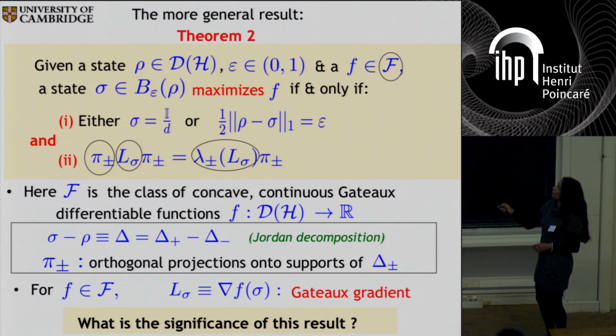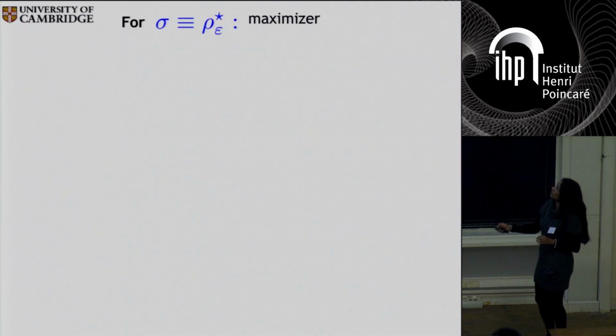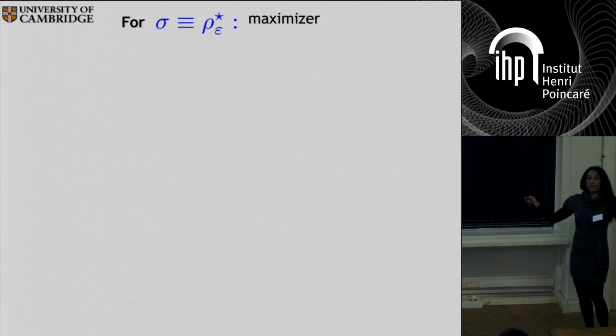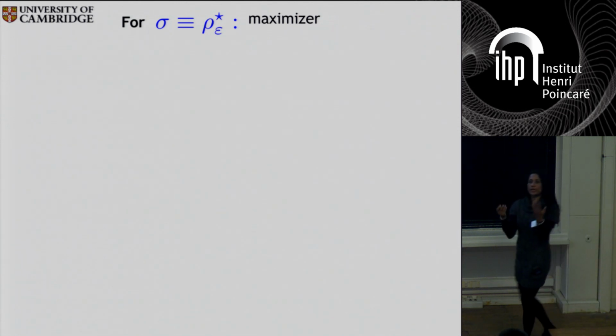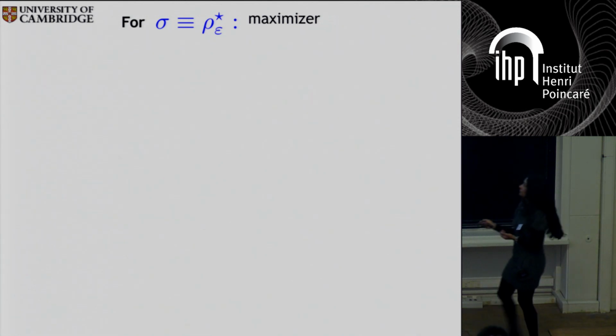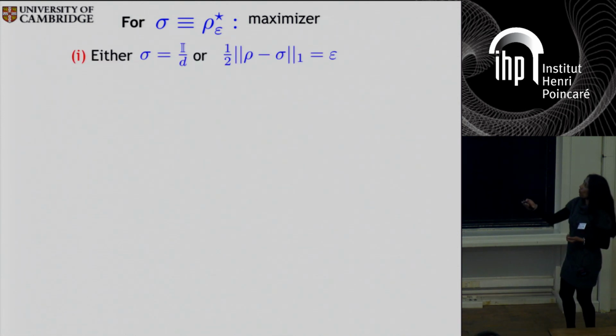So let us look at it in detail and see what is the significance of this result. We are looking at the necessary and sufficient condition under which a given state sigma is a maximizer in the ball around rho. So let's pick up the first condition. Remember in what we had done before, we'd call the maximizer rho upper star epsilon. So in the slide, you should look at sigma as rho upper star epsilon. It's the same thing. So the first clause of the theorem says it is a maximizer if number 1 holds and number 2 holds, but let's come to number 2 later. Number 1 says either sigma is equal to I over d or this is equal to epsilon.